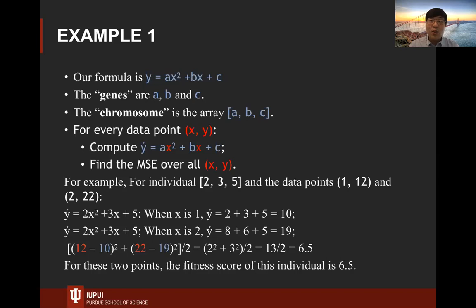When x is equal to 2, the y bar is equal to 19. So we got these 2 predicted values, and then we can compute the mean square error between the predicted value and the actual value. So we got the mean square error is equal to 6.5. For these 2 points, the fitness score of this individual is 6.5. It's very easy, right? Next, we will talk about another example.